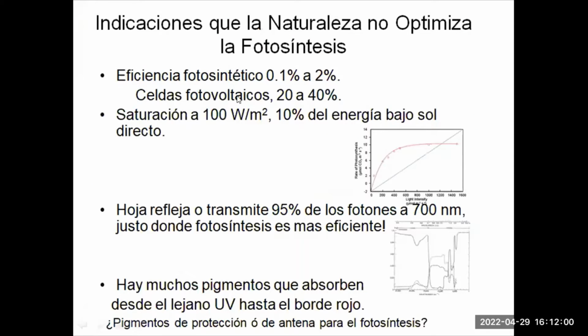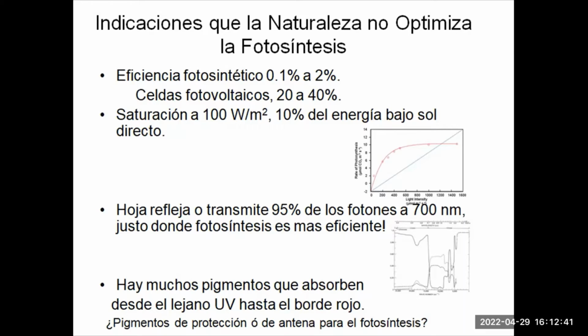Okay, so I gave some indications that it's not really optimizing photosynthesis which is behind evolution in nature. So for example, common plants and trees have a photosynthetic efficiency of about 0.1 to maximum 2%. So that means only 0.1 to 2% of the free energy which is absorbed on the leaves of the plants is actually used for fixation of carbon through photosynthesis. So that's very low photosynthetic efficiency.